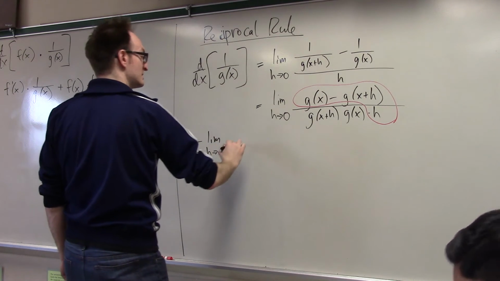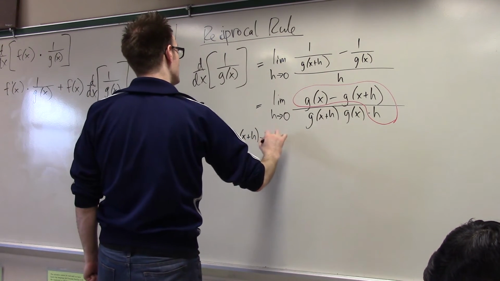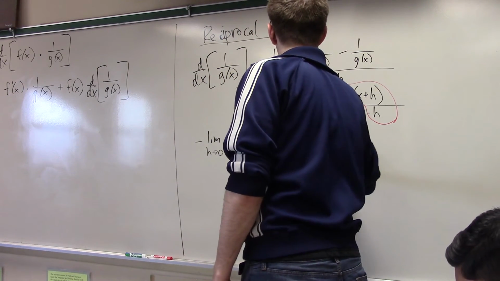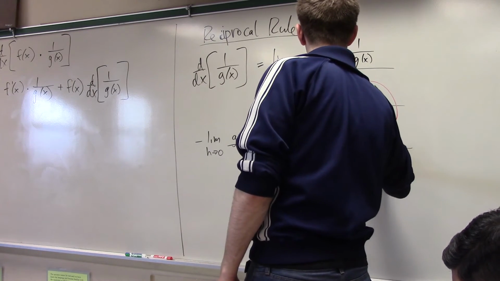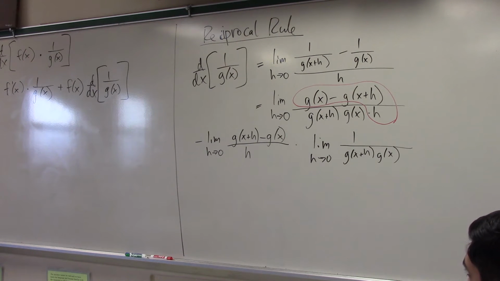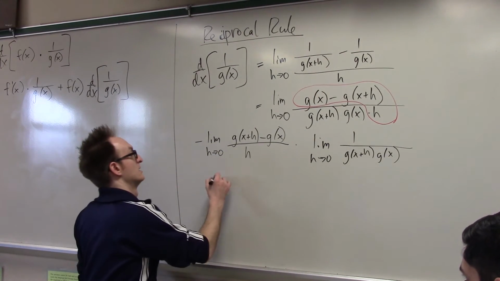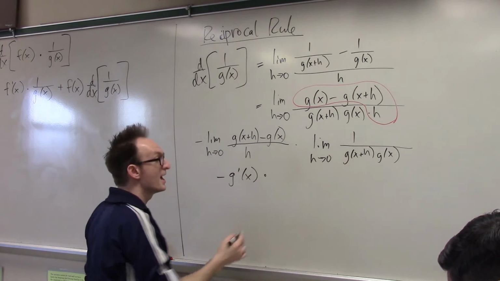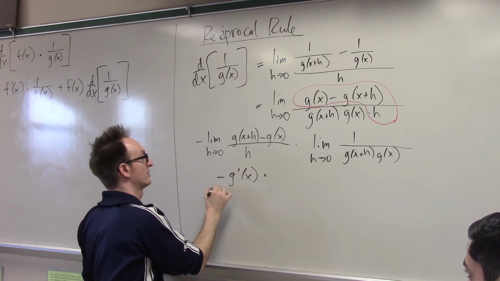So by splitting this up, this becomes the negative of the limit as h goes to 0 of g of x plus h minus g of x over h, times the limit as h goes to 0 of 1 over g of x plus h, g of x. I just took the limit of the product and split it up as the product of the limits, and also factored a negative out of the numerator. Can everyone handle doing it in one step? Okay, what is this guy on the left? Negative g prime. Bam. What is this guy? g of x squared. Yeah, 1 over that. Ta-da!